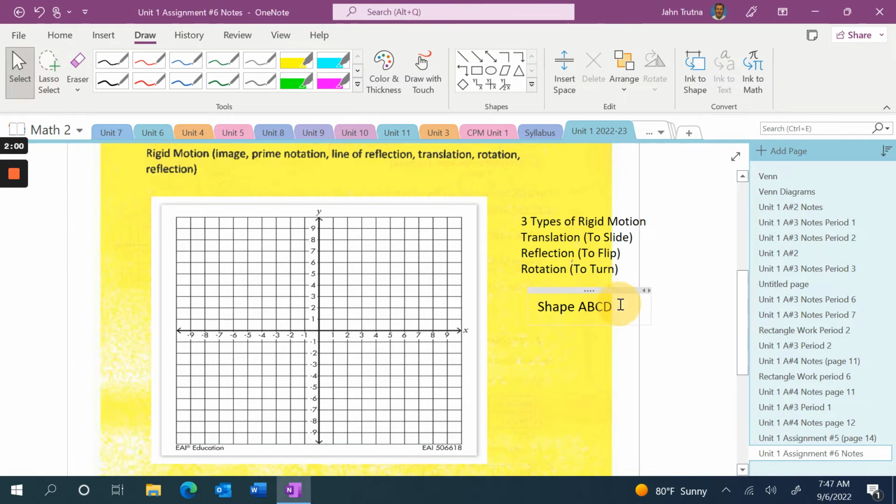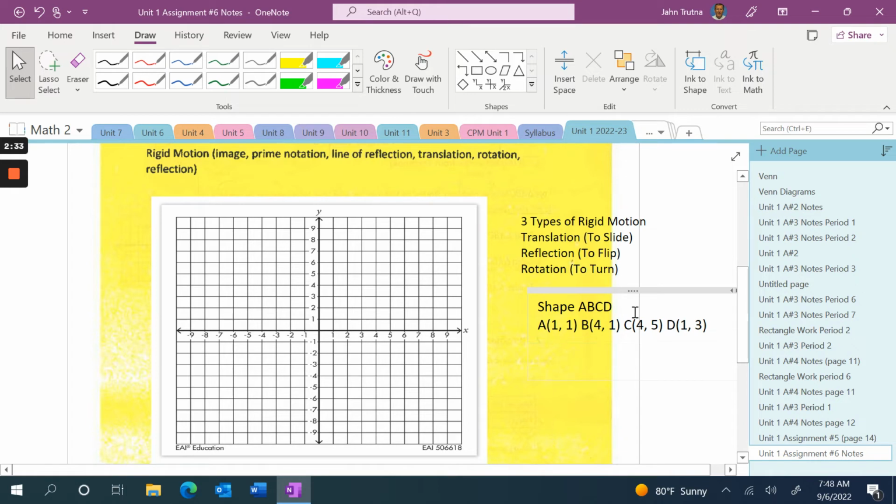All right, so in shape ABCD, A is going to have coordinates of 1, 1. We're going to graph these in a second. B is going to have coordinates of 4, 1. Point C's coordinates are going to be 4, 5. And point D's coordinates are going to be 1, 3. Okay, and then we're going to do a couple of things.